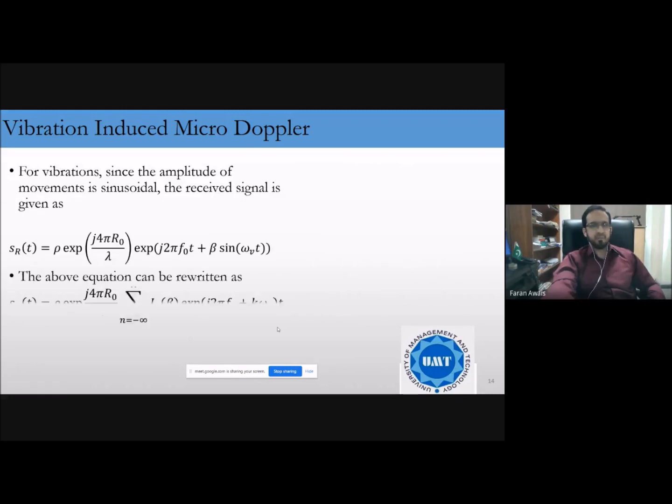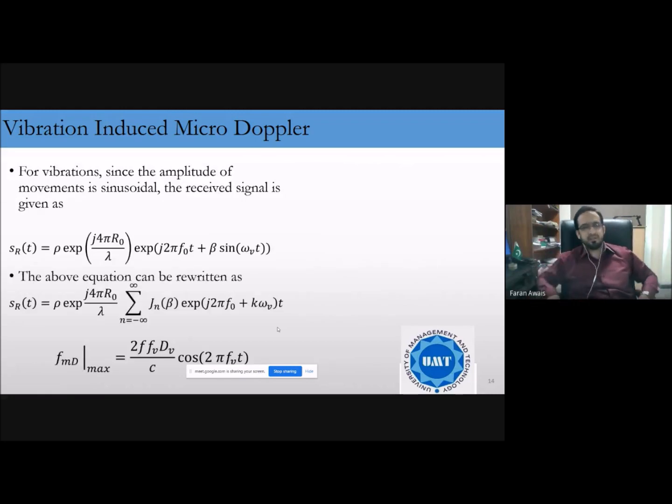Okay, so for vibration, since the amplitude of the movement is sinusoidal, the received signal is, I'm not going into the details of the mathematics. So simply stating, the theoretical analysis indicates that the motion of an object modulates the phase function that would create sidebands, and the modulation would be centered around the Doppler frequency. So there would be a Doppler frequency, and centered around that Doppler frequency, there would be sidebands that are basically created by the micromotions. Therefore, the micro Doppler consists of spectral lines around the center frequency of f0.